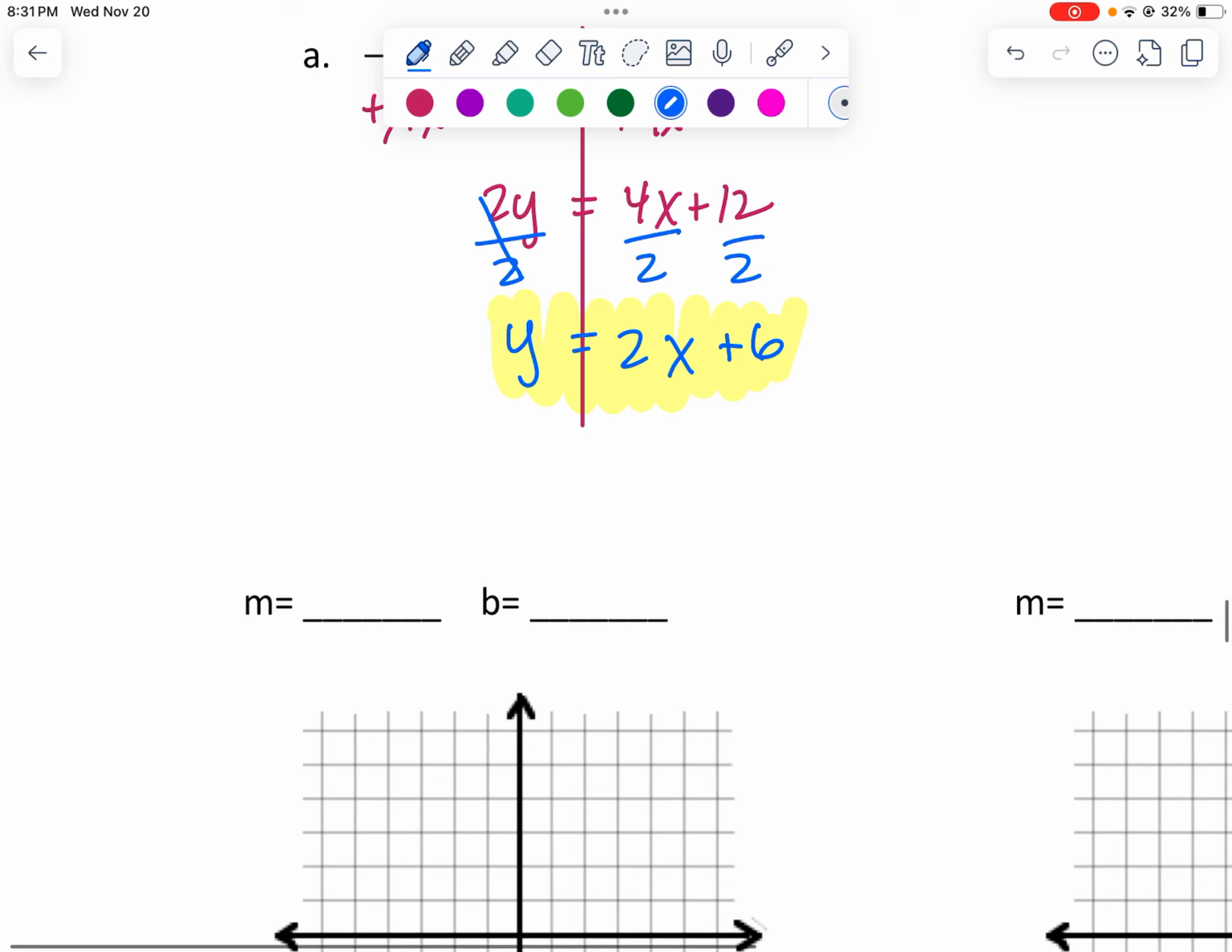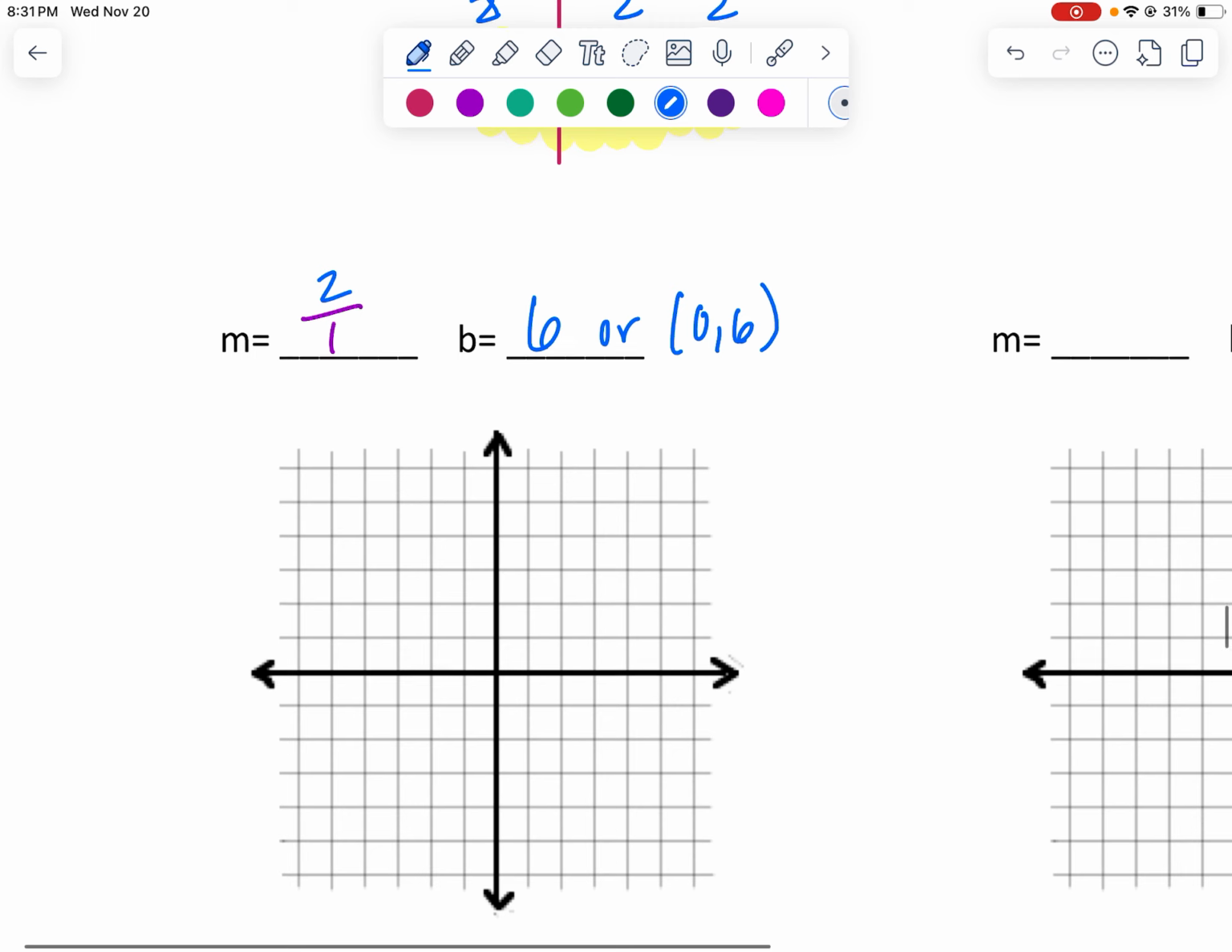Now it looks like my slope is 2. Remember, if you get just a whole number, I can rewrite it as a fraction, 2 divided by 1, which just gives me 2. My y-intercept is 6, or if I were to write it as an ordered pair, 0, comma 6. And same thing with graphing, right? We're going to start with my y-intercept. We're going to start with b.